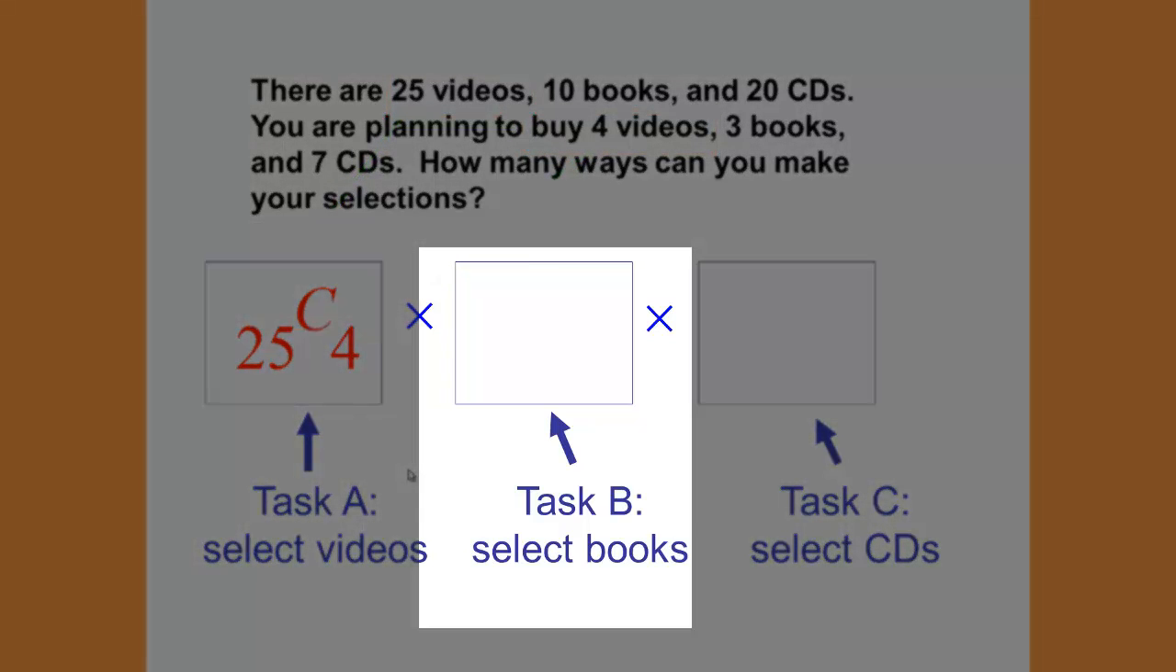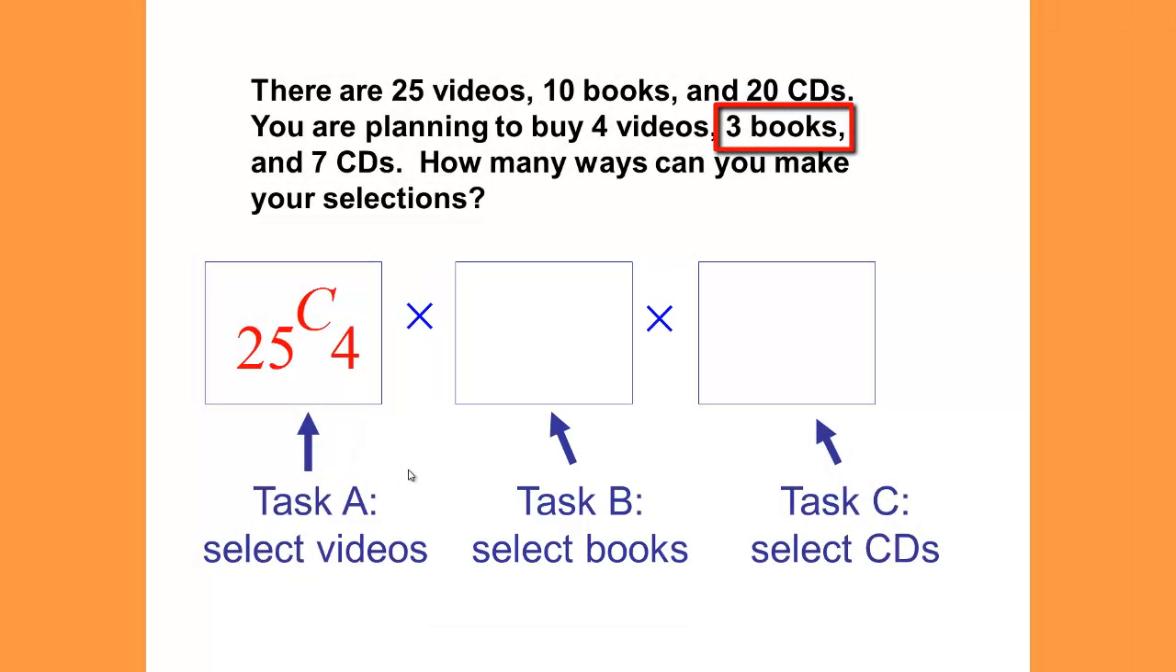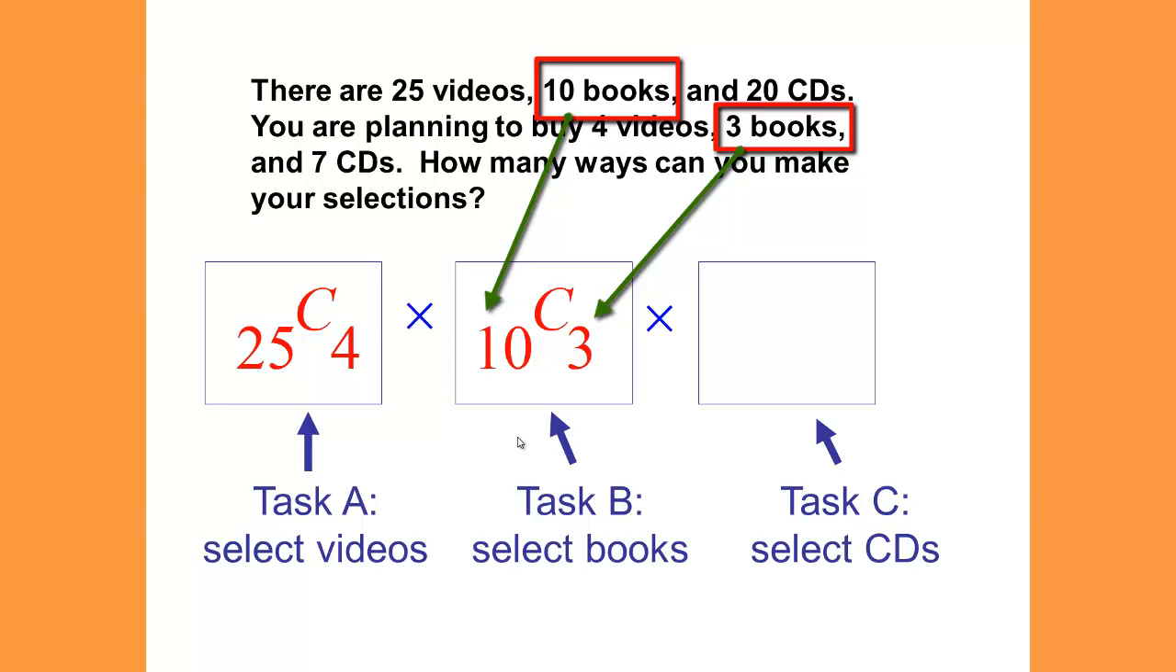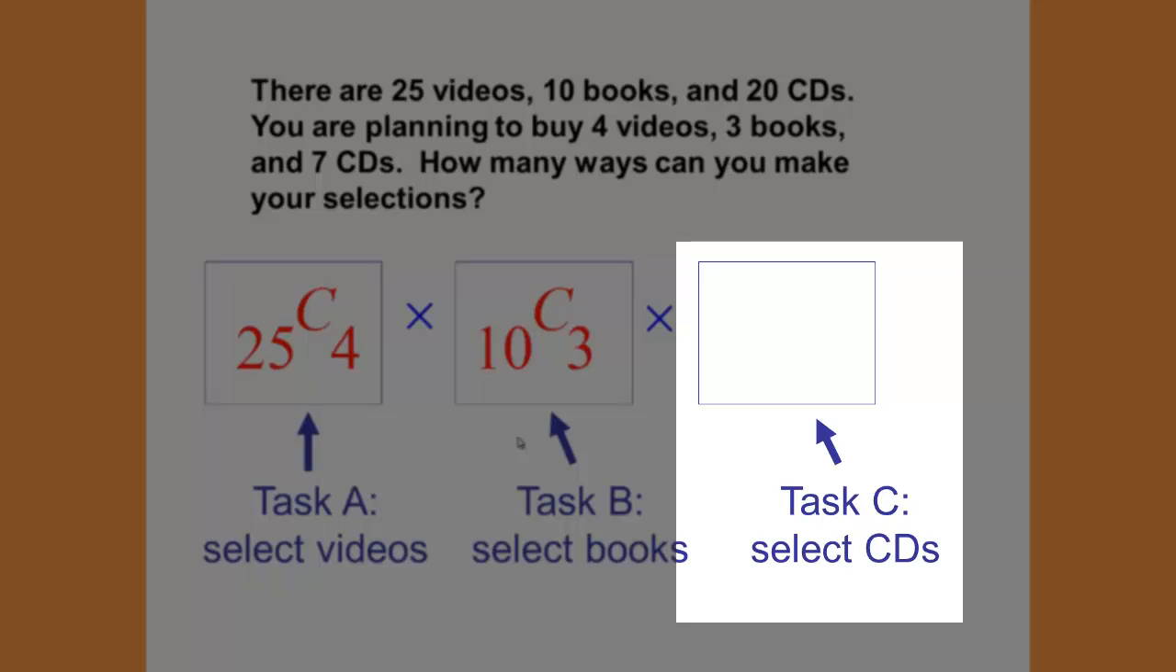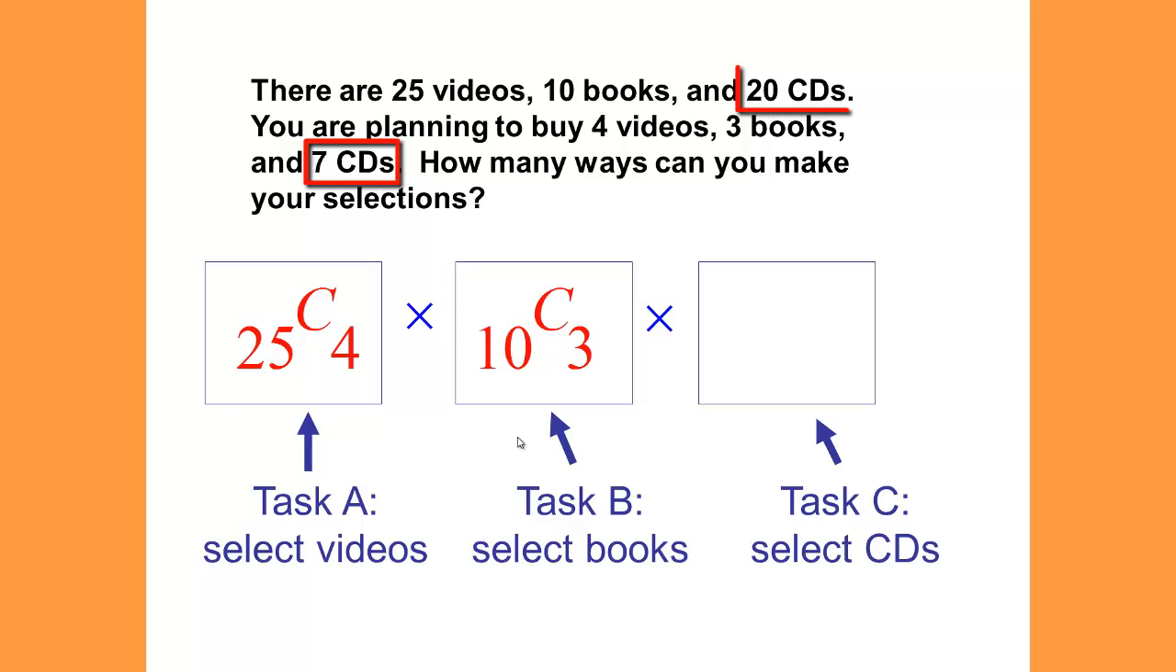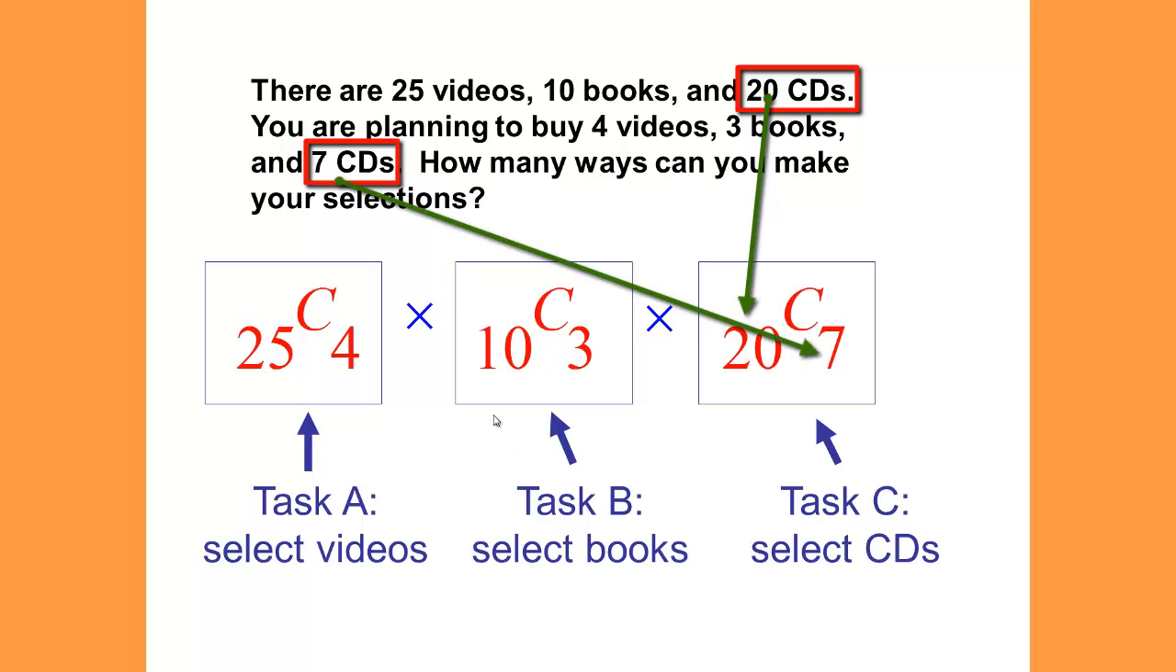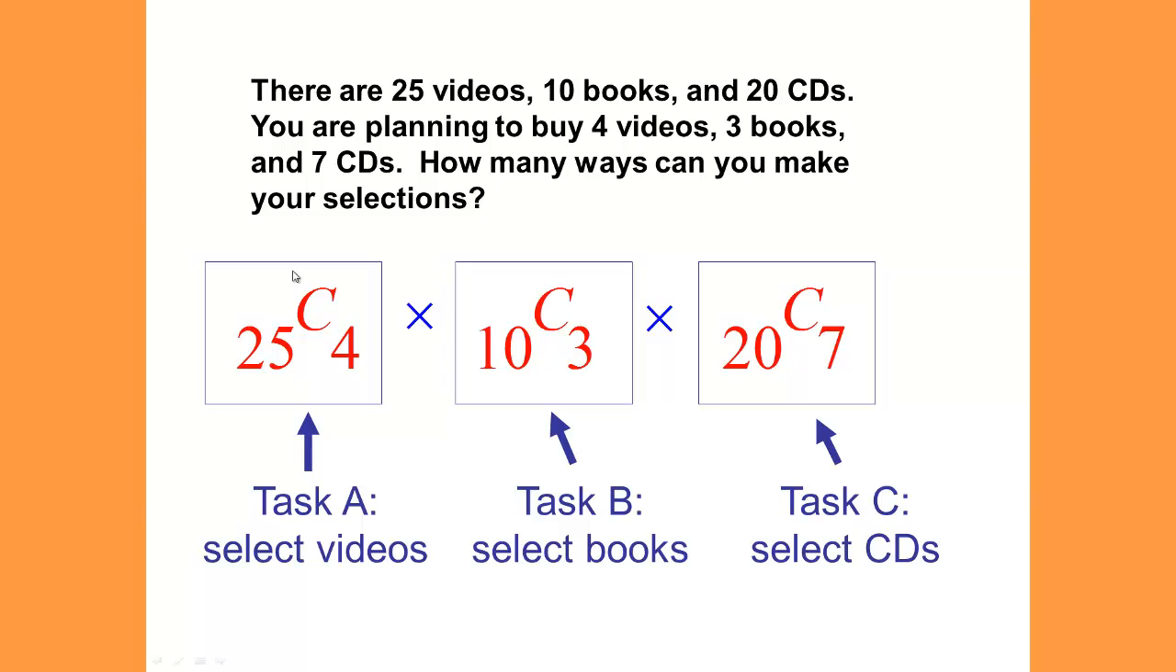Likewise, Task B is selecting books, and we are selecting 3 books from a total of 10 books. We do not want to repeat books, and order is not important. This gives us a combination, and from the 10 books we are choosing 3. 10 choose 3, or 10 combinations of 3. Our last task, Task C, is to select the CDs, and we will choose 7 CDs from the selection of 20. Again, no repeats, and order is not important. That gives us 20 choose 7, or 20 combinations of 7. 20 being the total, 7 is the number we select out of that total. Notice in each case I ask myself the question of, are there repeats, and is order important?